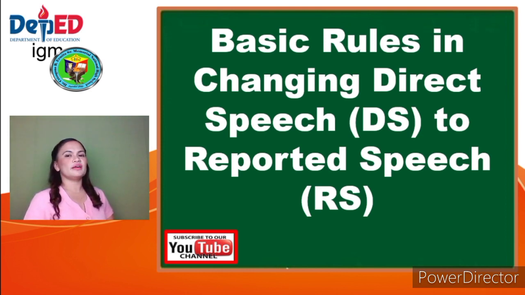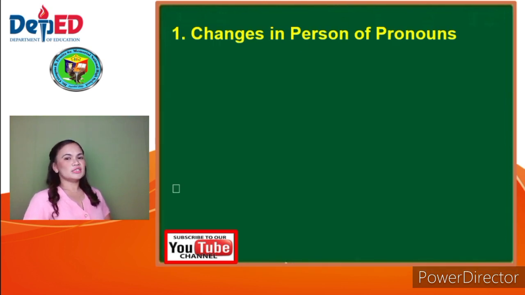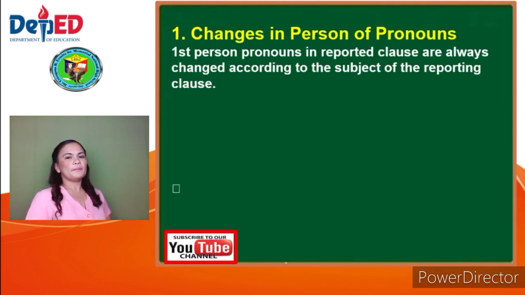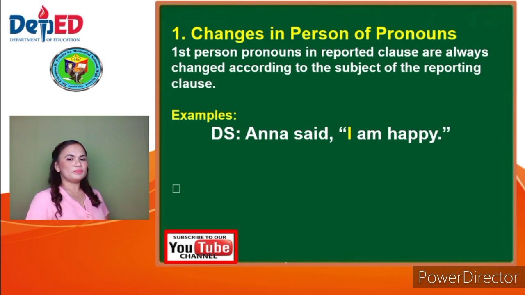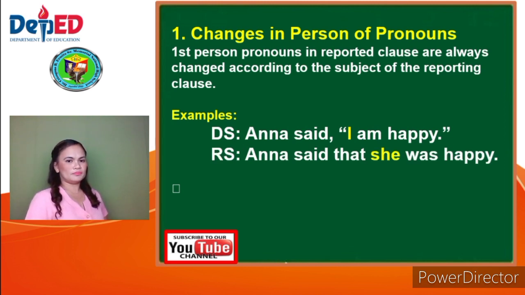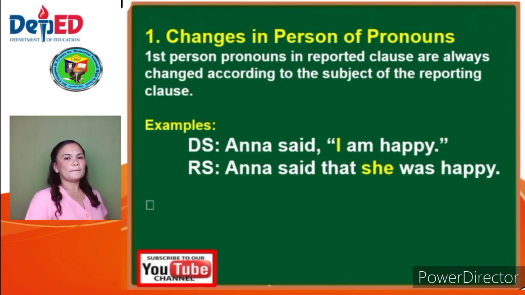Basic rules in changing direct speech to reported speech. Number 1: Changes in person of pronouns. First person pronouns in the reported clause are always changed according to the subject of the reporting clause. Example. Direct speech: Anna said, "I am happy." Reported speech: Anna said that she was happy. The first person pronoun "I" is changed to the third person pronoun "she," since Anna is no longer speaking, but someone is already reporting to somebody what Anna said.